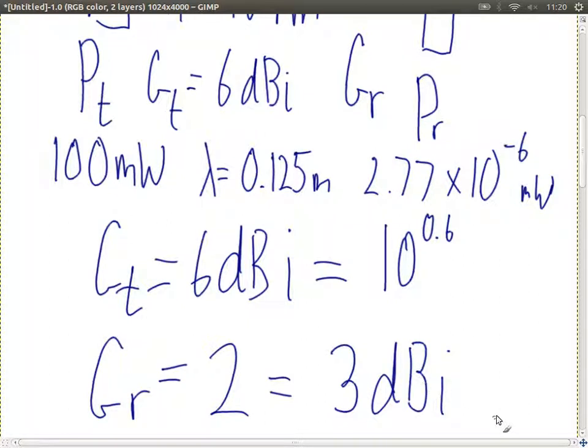Or 3 dBi. If you plug in those values, you'll get GR equal to 2, approximately. And you don't need 3 dBi, but just for further info, that's the same as about 3 dBi. 10 log of 2 times 10 is 3.